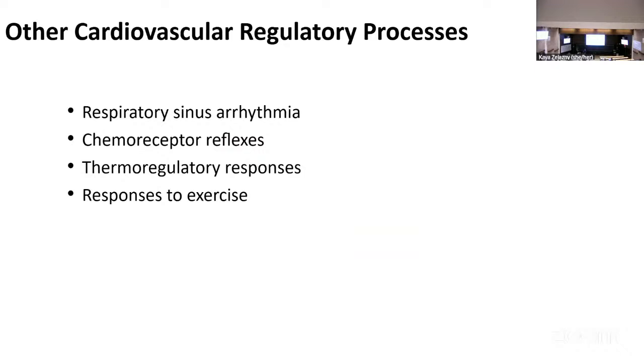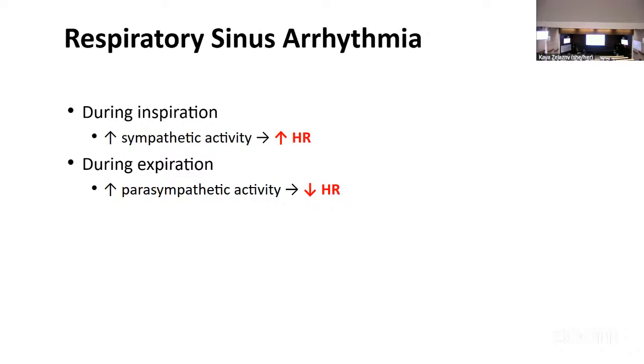There are a couple of other things that can affect our heart and our mean arterial pressure. So we have some links to breathing, some links to the concentrations of different molecules, particularly carbon dioxide, right? So what we're going to talk about here are our chemoreceptors, as well as some responses to body temperature and exercise. So we'll take a quick peek at those.